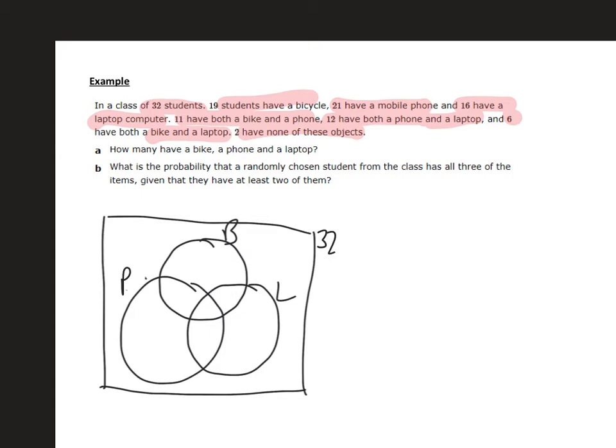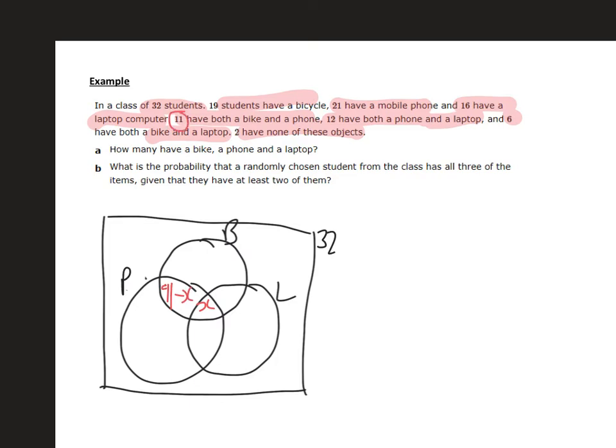So I don't have how many people have all 3, so I'm just going to put X in the middle. Actually, let's use a different color. Choose red. So I put X in the middle, and then it says 19 students have a bike. Actually, let's look for where it's talking about bike and phone. So 11 have a bike and phone, so for that bit I'm going to put 11 minus X.